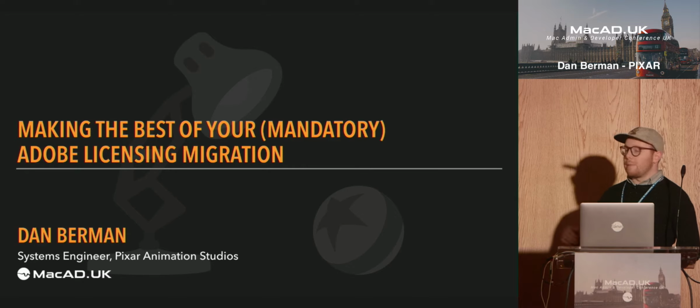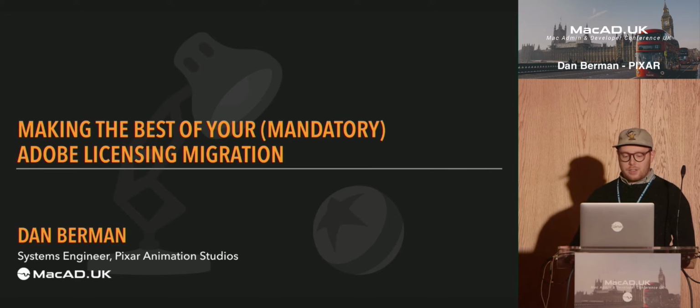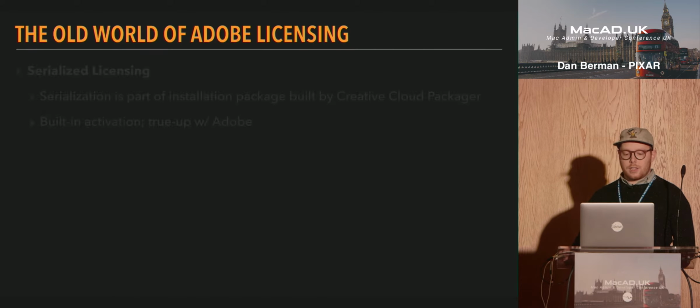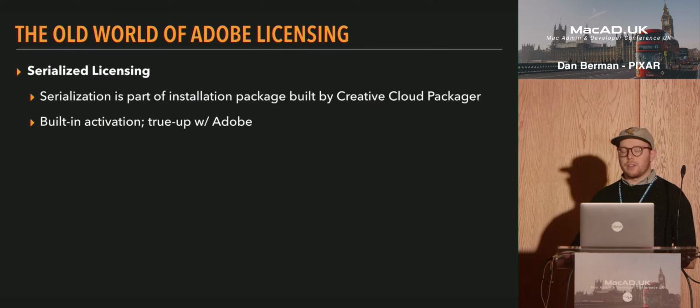So, by the way, I'm Dan Berman. I work at Pixar, as you can see. So let's talk a little bit about the old way that Adobe used to work. Starting with serialized licensing, I'm sure many of you are familiar with this. It's basically you create packages with the Creative Cloud Packager. It has your serial built into it. And it activates when you install, and you do a true-up with Adobe, usually on an annual basis, sometimes 3 years.